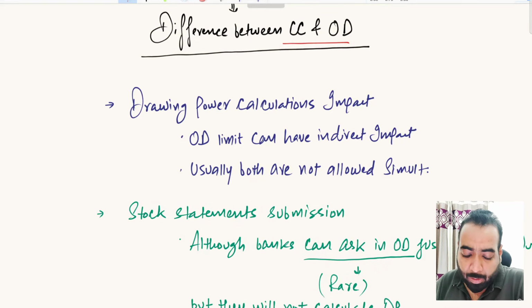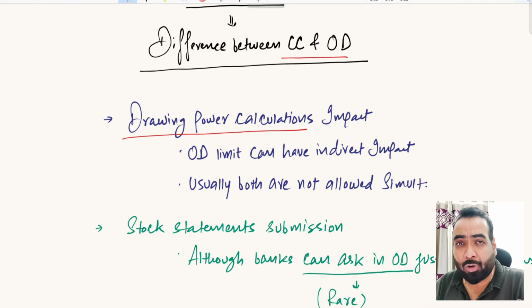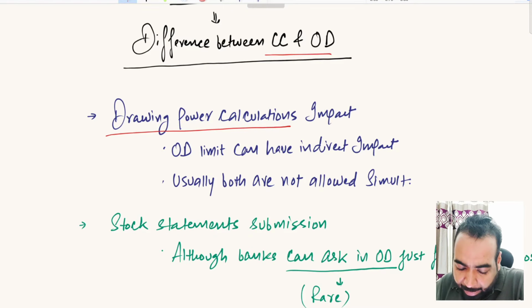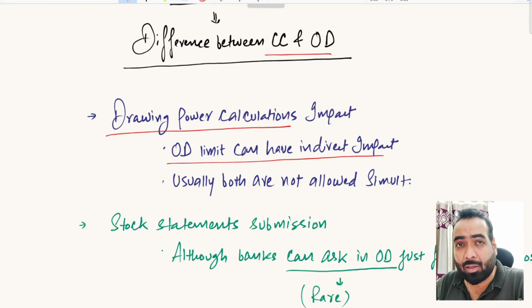So first of all, the drawing power calculations. The drawing power calculations have been already explained in my previous videos in full depth and full details practically. The drawing power calculations are done only in the case of cash credit limit primarily. If you are availing cash credit limit from bank A or bank B, whichever bank you are availing cash credit limit from, the drawing power calculations will be applicable. So OD limit can have the indirect impact, but it doesn't impact the drawing power primarily.